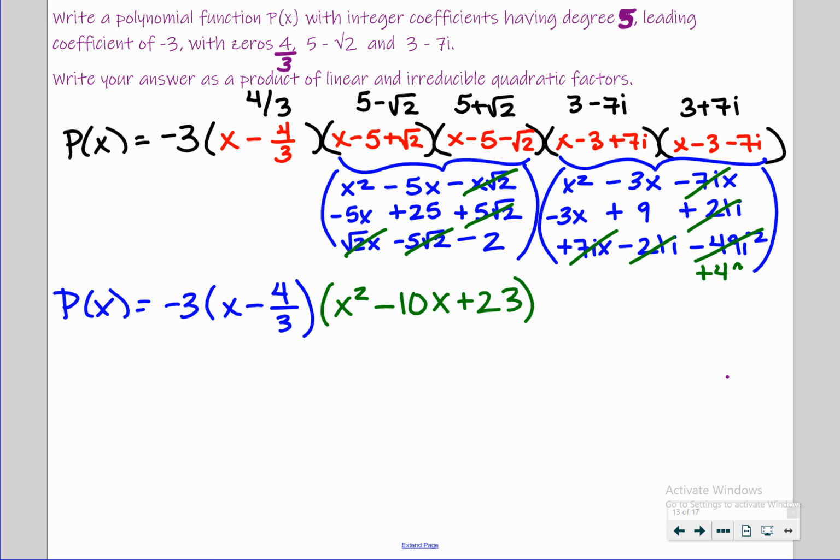Positive 49. So the quadratic is x squared, negative 3 and negative 3 give me negative 6x. 9 and 49 give me 58, and this is where we stop, okay? It's linear and irreducible quadratics. I don't have any radicals. I don't have any i's. That's as far as you need to go with it. In Math Excel, you guys had to do a lot more FOILing, but you don't have to on the test. Any questions on that problem? Okay.